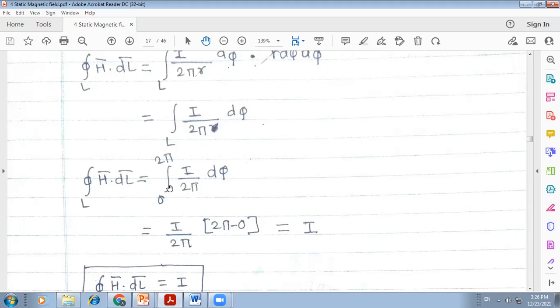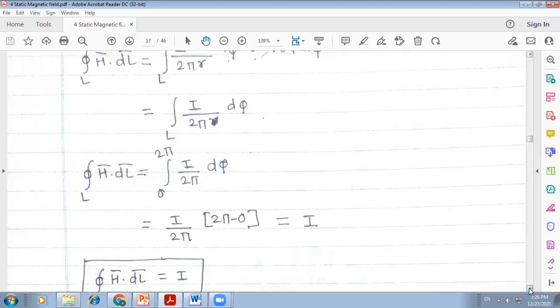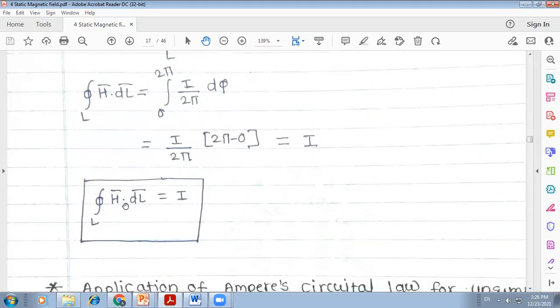Okay, so this I upon 2 pi is taken constant outside. So integration of d phi is phi, and phi is varying from 0 to 2 pi. Therefore, it is 2 pi minus 0. So this 2 pi and 2 pi will get cancelled, and you are getting only I. So here the Ampere's circuital law is proved, that is closed line integral of H bar dot dl bar is equal to current I. Okay.